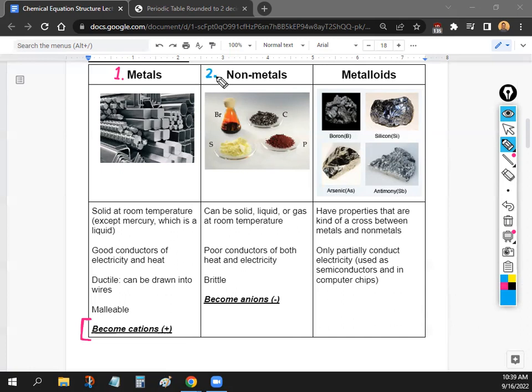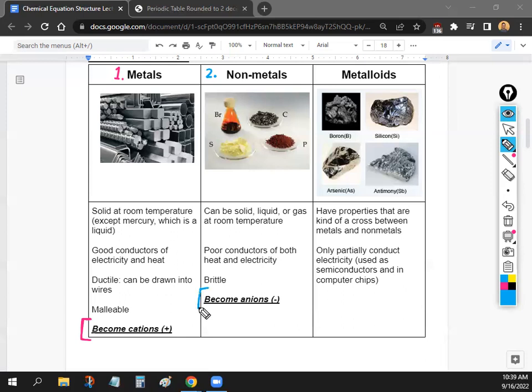The second type of element on the periodic table are nonmetals. Nonmetals are kind of the opposite of metals. Metals are usually solid, but nonmetals, depending on what they are, could be solid, liquid, or gas at room temperature. They're not good at conducting heat or electricity, and they're brittle, which means they break very easily and they crumble. Even if you hit a piece of metal, it's not going to crumble. You might make a dent if you're super strong, but nonmetals, if you hit them really hard, just crumble into little pieces.